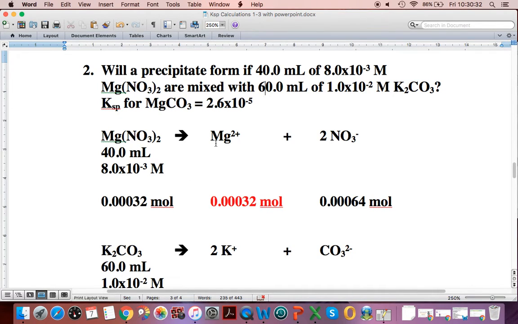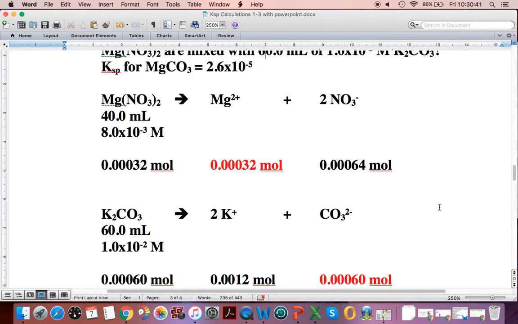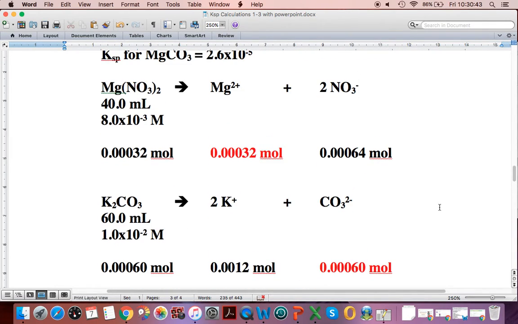Now, we have a 1-to-1 ratio. So we get that number of moles of magnesium, and we don't care about the nitrate, just happen to do that. We repeat for the potassium carbonate. So potassium carbonate dissociates like so, volume and concentration, get our moles, and we end up with a 1-to-1 deal. Don't care about the potassium.